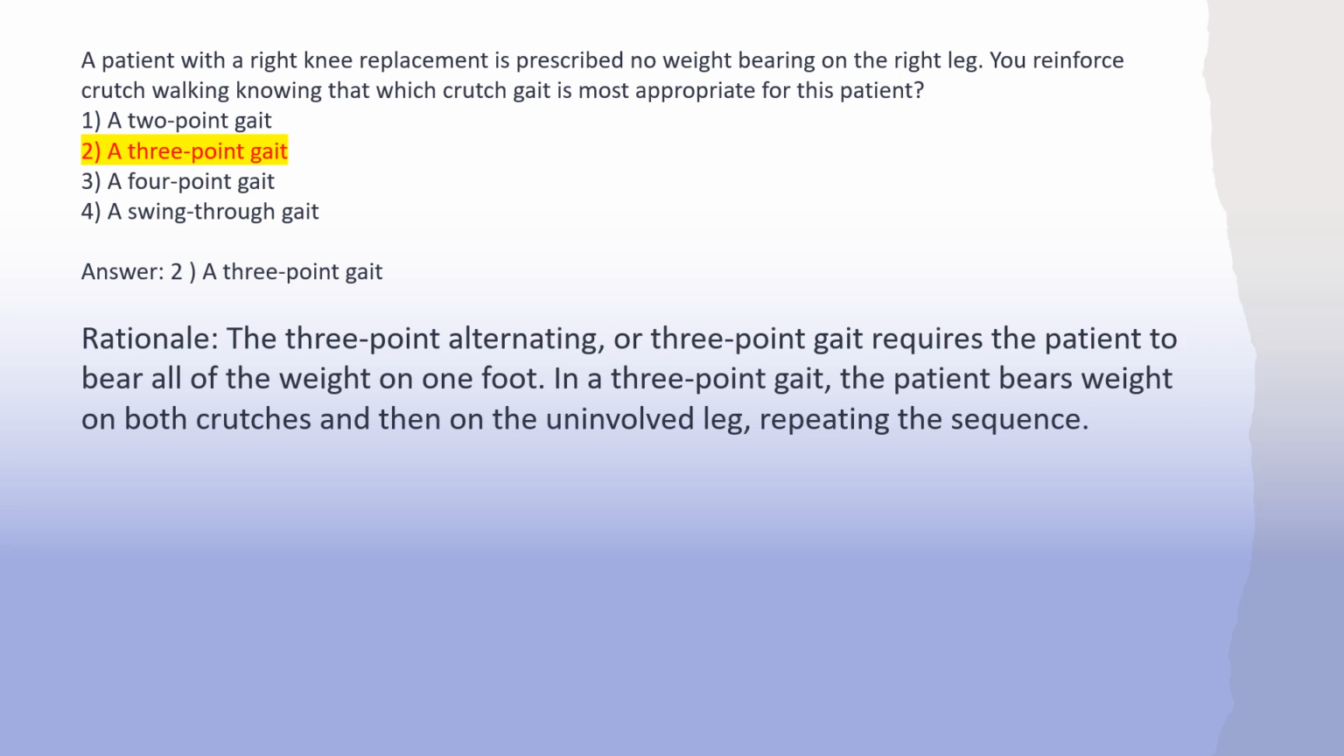Answer 2. A 3-point gait. Rationale. The 3-point alternating or 3-point gait requires the patient to bear all of the weight on one foot. In a 3-point gait, the patient bears weight on both crutches and then on the uninvolved leg, repeating the sequence.